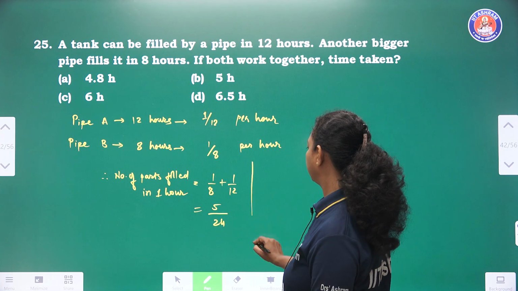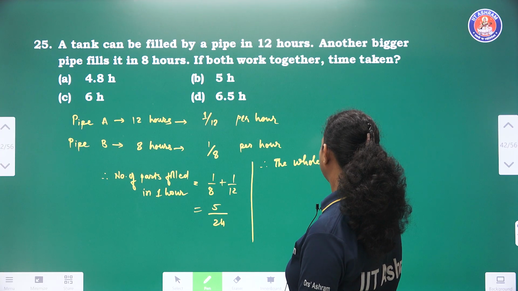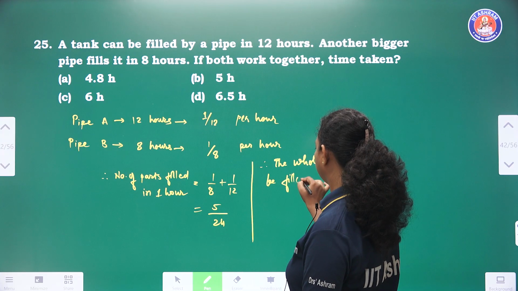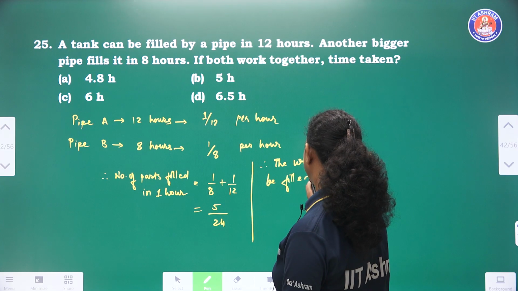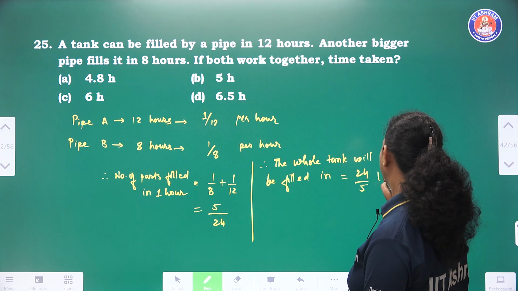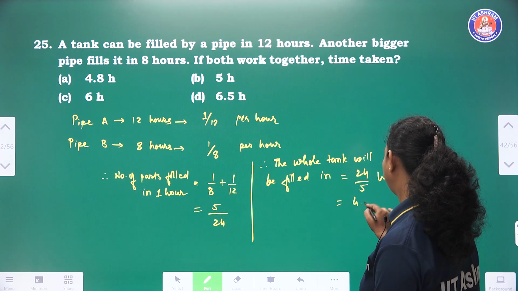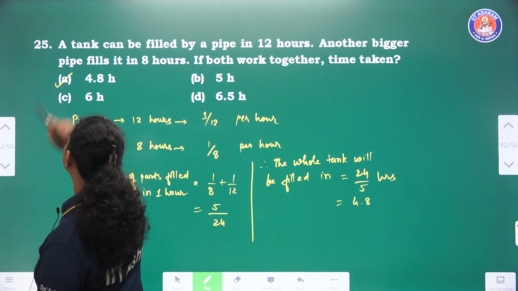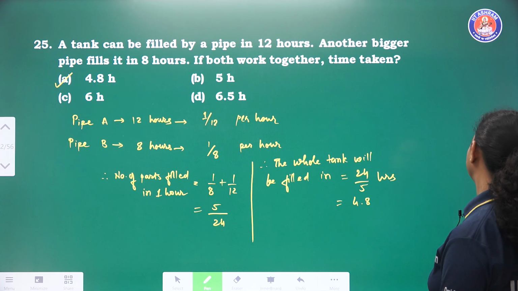Therefore, the whole tank will be filled in 24/5 hours. So what is 24/5? It is 4.8. Right? So which option is correct? 4.8 hours. It may be given in hours and minutes, then you have to convert into minutes also.